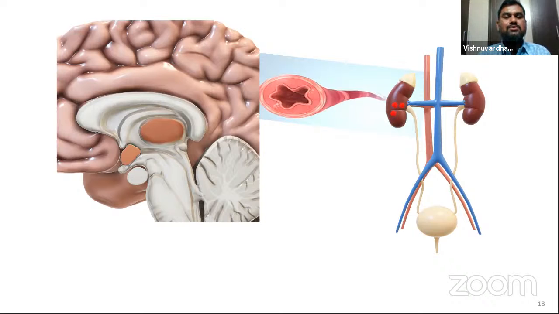This is also a feedback mechanism. When water level is increased, vasopressin will be stopped. When there is a lack of water in our body, vasopressin will be released and the absorption of water in our excretory system will take place.